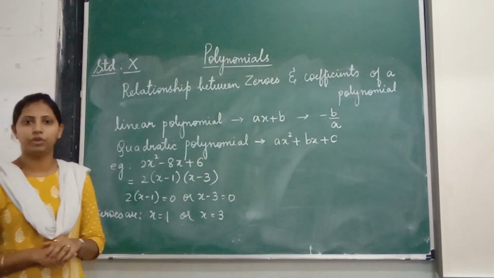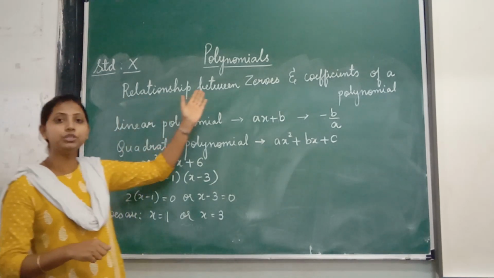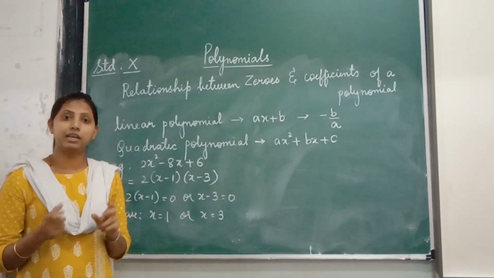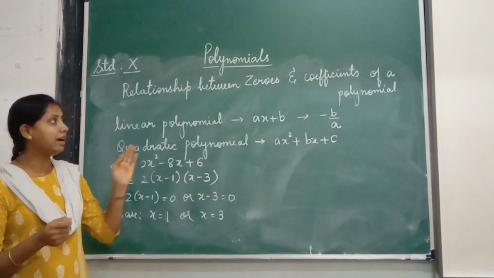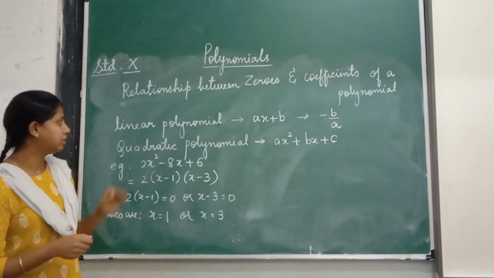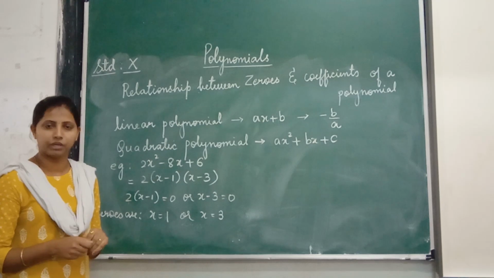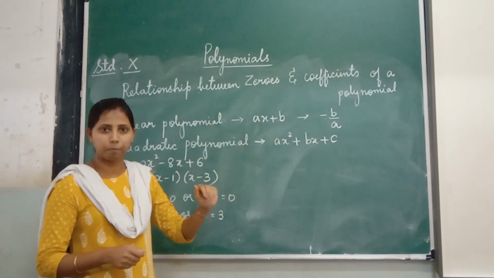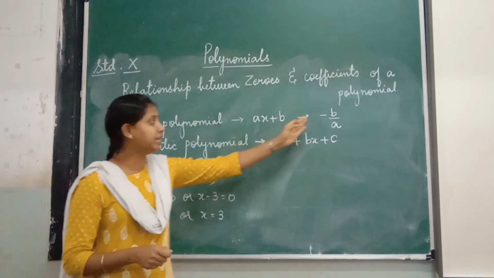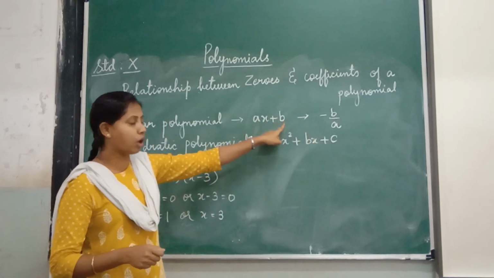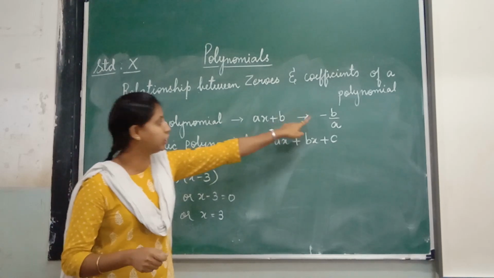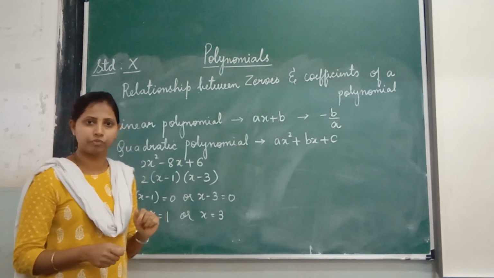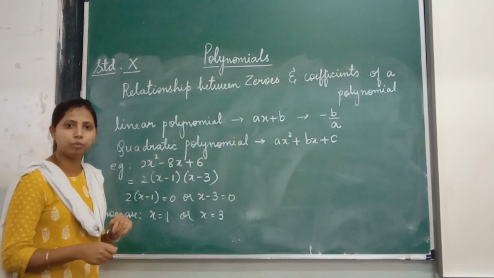Now next, we are coming to the topic, relationship between zeros and coefficients of a polynomial. What is the relationship between the zeros and coefficients? First, let us come to the linear polynomial. As you know, the standard form of the linear polynomial is ax plus b, and its zero will be minus b by a, that is, the negative of the constant divided by the coefficient of x will give its zero.